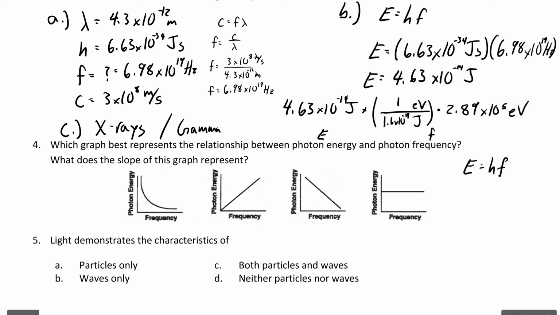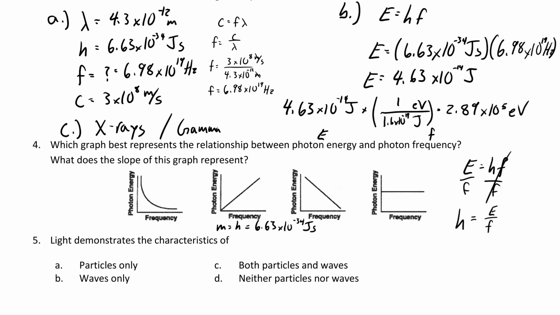Then what does the slope of the graph represent? Slope is just rise over run, the photon energy over the frequency. Let's manipulate our formula so that we have rise over run, energy divided by frequency. We see that Planck's constant is equal to the energy divided by the frequency. So the slope is equal to h, which is equal to 6.63 times 10 to the negative 34 joule seconds. Nice.